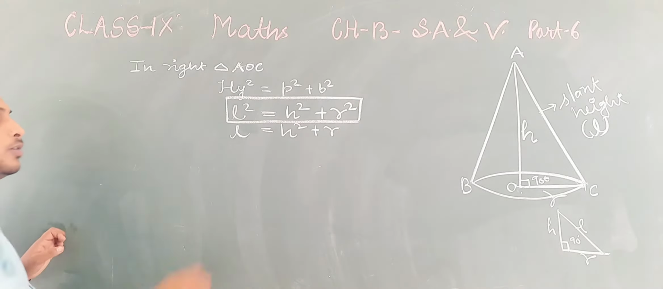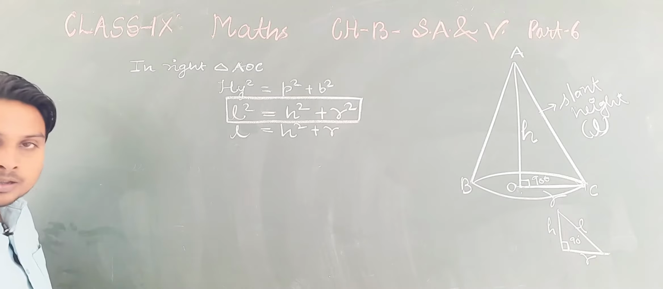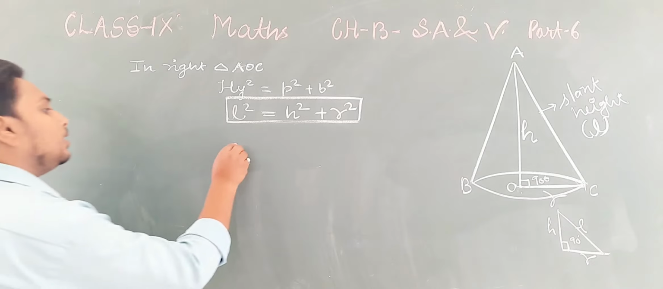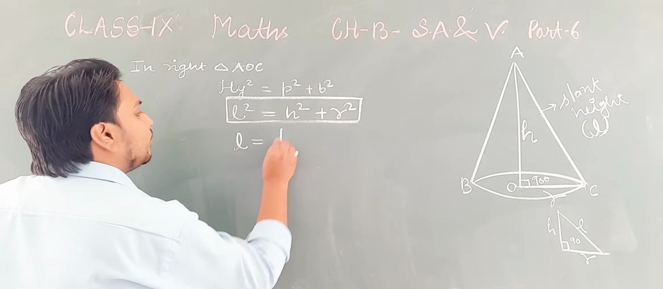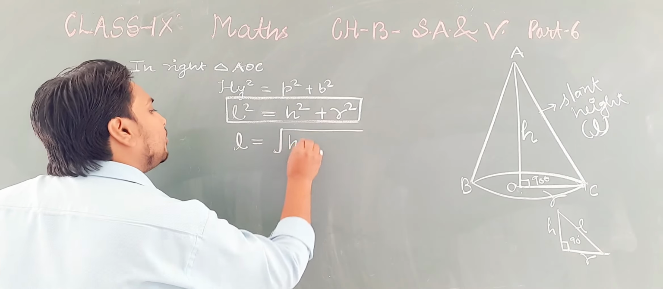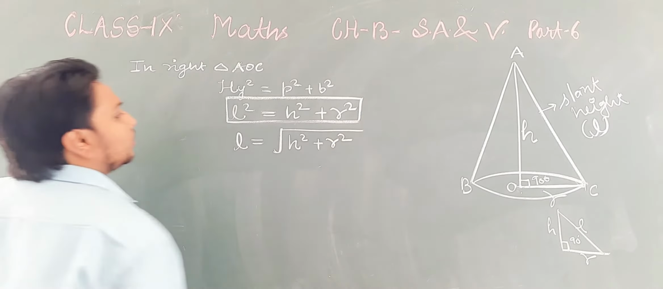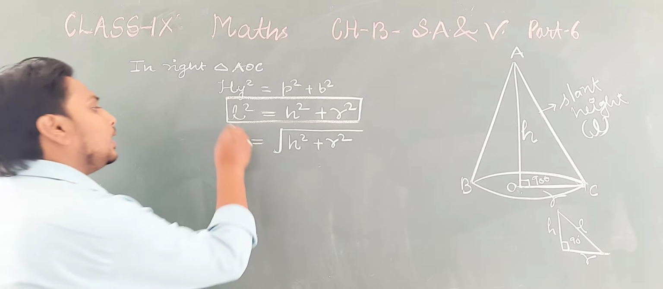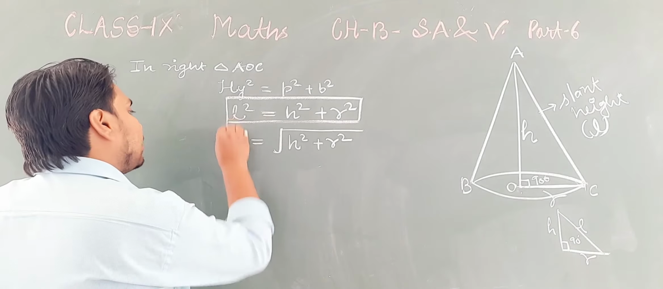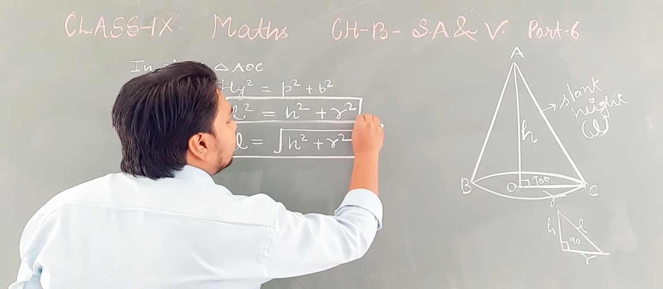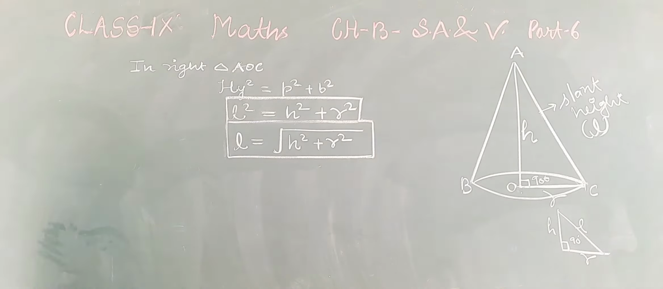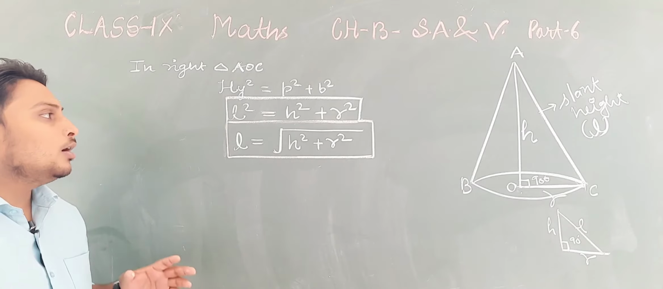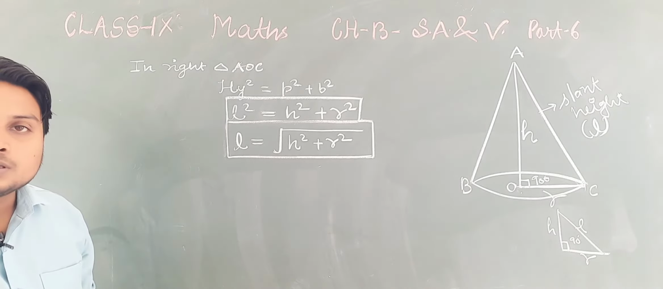Then what will be the value of L only? If we want the value of only the slant height, L, then you put a square root sign, so it will be the square root of h square plus r square. By taking a square root we can find only L, and L is the square root of h square plus r square. So this is the relation between slant height, radius and vertical height of the cone.